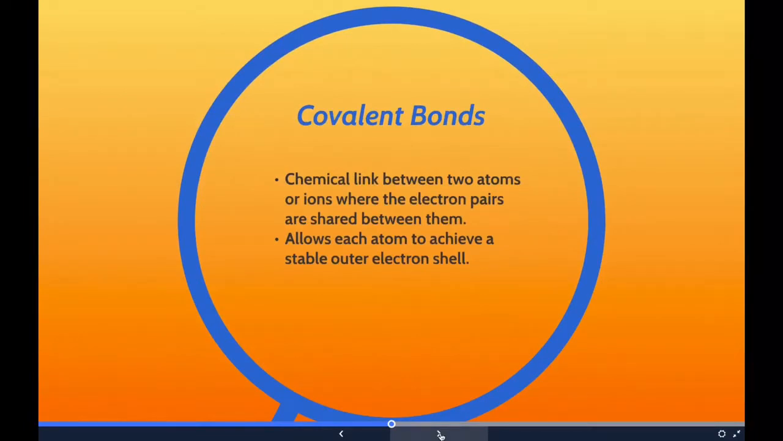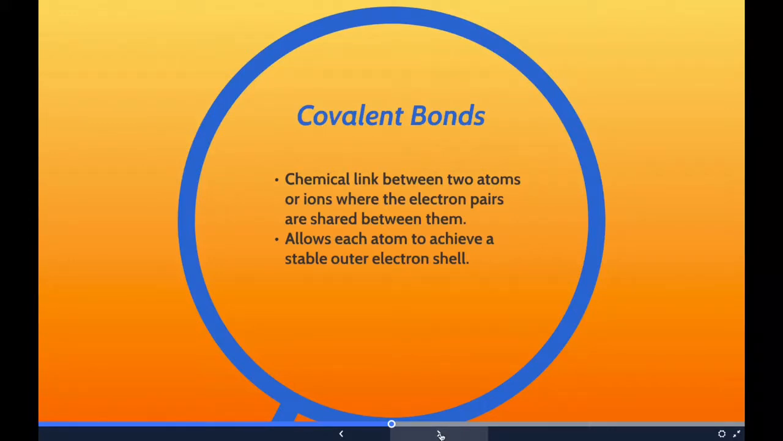And we have to look at some bonding. So first we look at covalent bonds. A covalent bond is a chemical link between two atoms or ions where the electron pairs are shared between them. A covalent bond may also be termed a molecular bond. Covalent bonds form between two nonmetal atoms with identical or relatively close electronegativity values. The electron pairs that participate in a covalent bond are called bonding pairs, or sometimes called shared pairs.